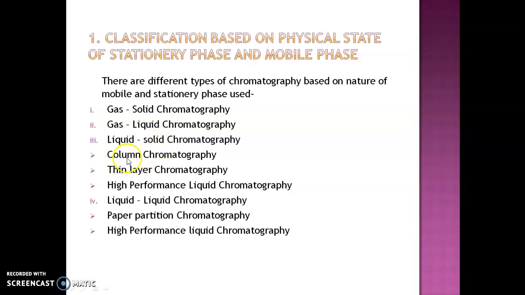Then the column chromatography. These are the examples of liquid solid chromatography: column chromatography, thin layer chromatography, high performance liquid chromatography. In that, what is the mobile phase? The mobile phase is a liquid, and what is the stationary phase? The stationary phase is a solid. Then the next type is liquid chromatography. Examples of liquid chromatography are paper partition chromatography and high performance liquid chromatography. In liquid chromatography, both the mobile phase and the stationary phase are in liquid form.